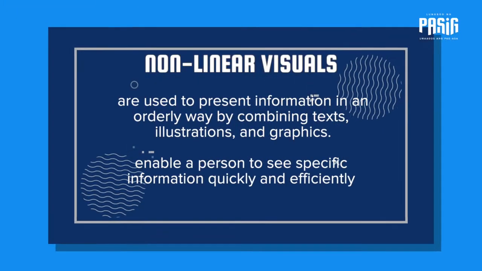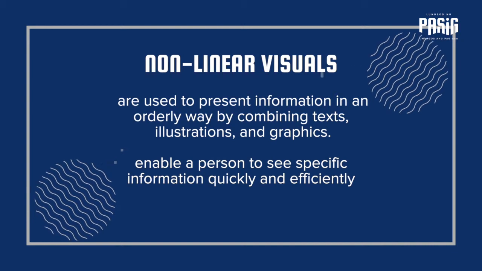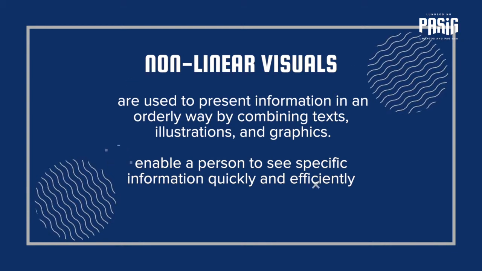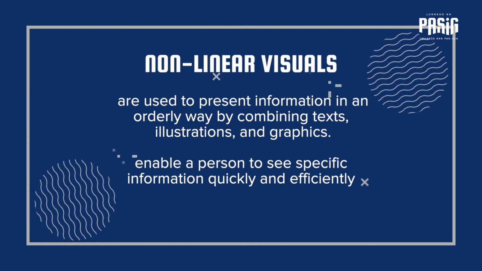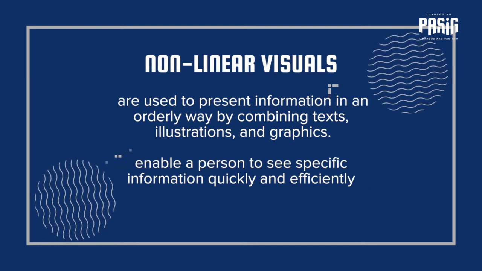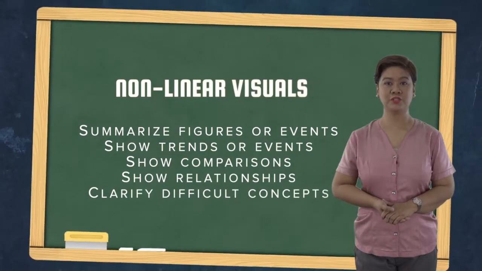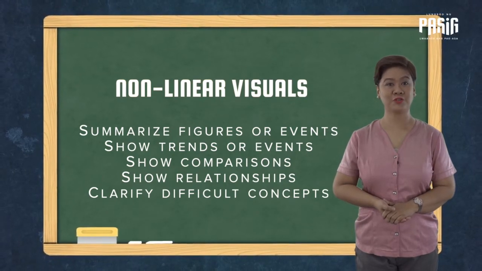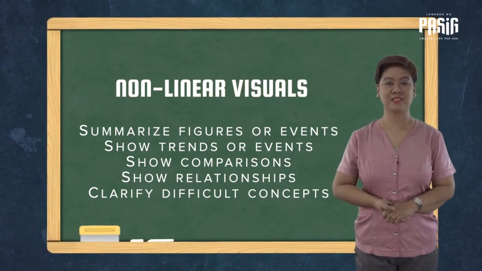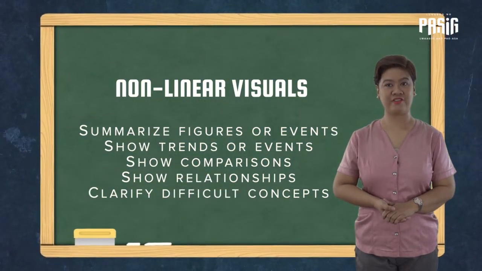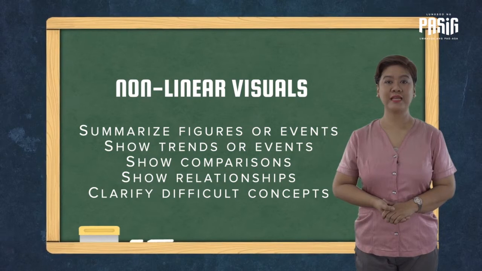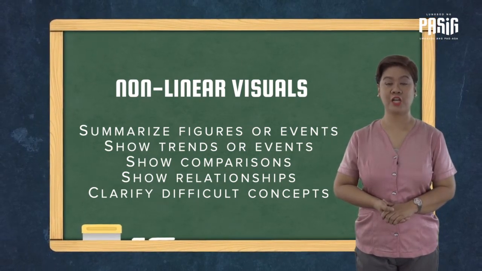We can understand and simplify the information being presented to us through the use of comprehension aids called nonlinear visuals. Nonlinear visuals are used to present information in an orderly way by combining texts, illustrations, and graphics. These enable a person to see specific information quickly and efficiently because they are organized according to what is being asked. Nonlinear visuals are used to summarize figures or events, show trends, show comparisons, show relationships, and clarify difficult concepts.